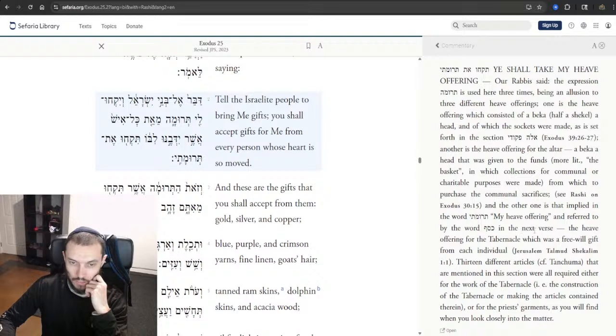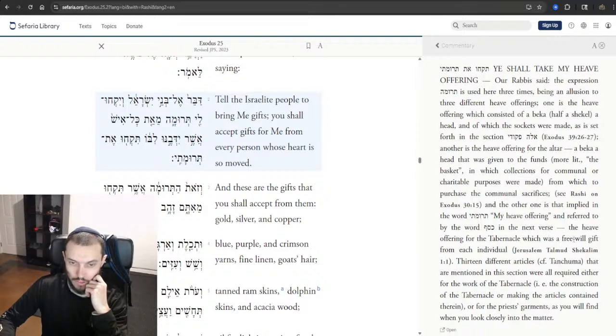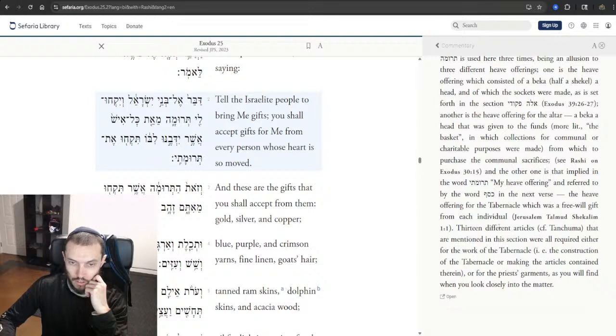And the other one is that implied in the word my heave offering, and referred to by the word in the next verse, the heave offering for the tabernacle, which was a free will gift from each individual. 13 different articles, Terumah, that are mentioned in this section were all required either for the work of the tabernacle, i.e. the construction of the tabernacle or making the articles contained therein, or for the priest's garments, as you will find when you look closely into the matter.